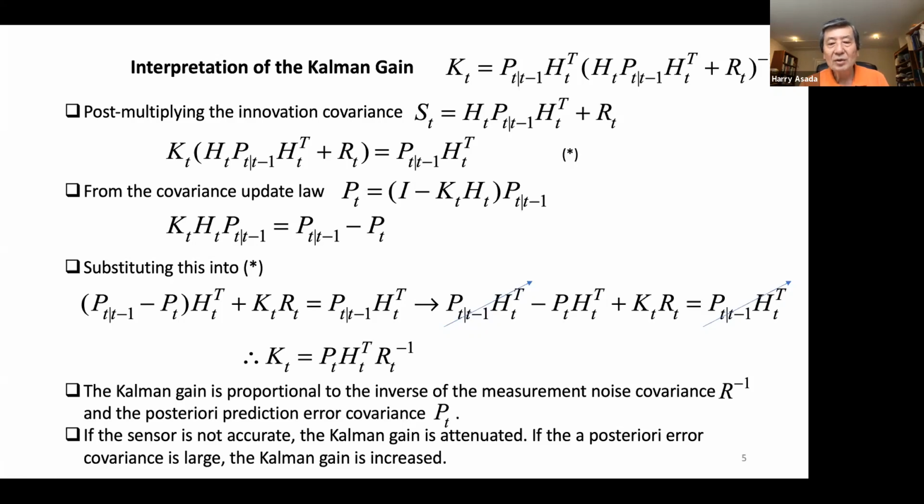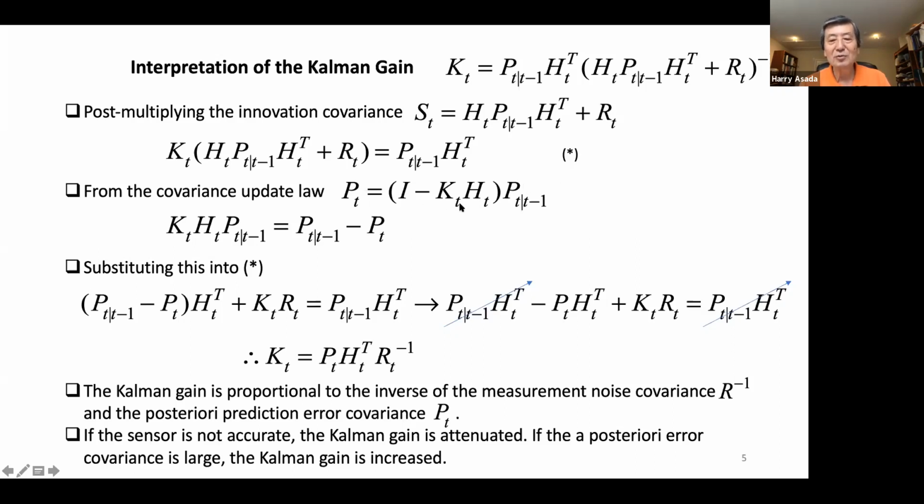Now, we'd like to introduce the other expression, which is the covariance update law: PT equals I minus KT times P T|T-1. Before assimilating the measurement data, we generally had a larger error covariance, P T|T-1. But with the incorporation of a new measurement, which is through the Kalman gain KT, we attenuate this value to this value. And this is a matrix multiplication, right?